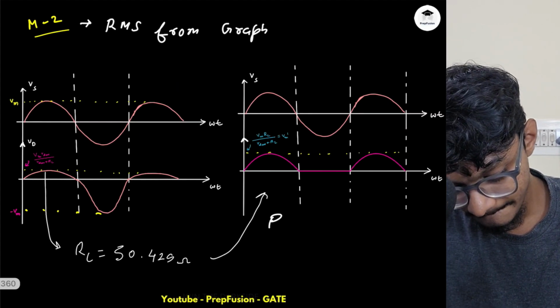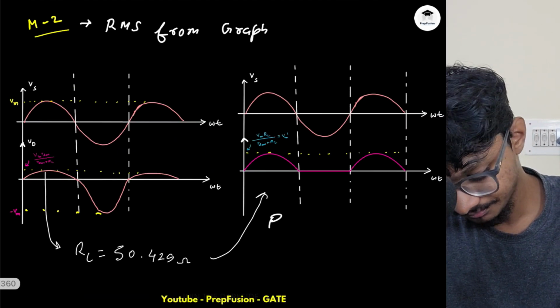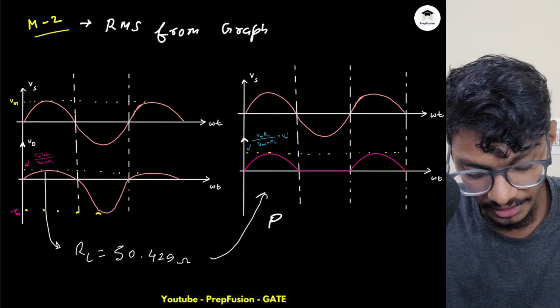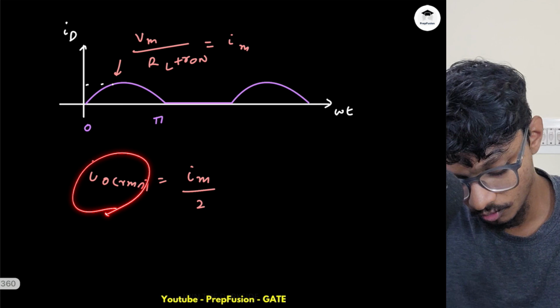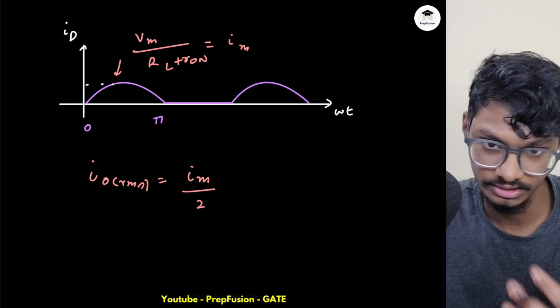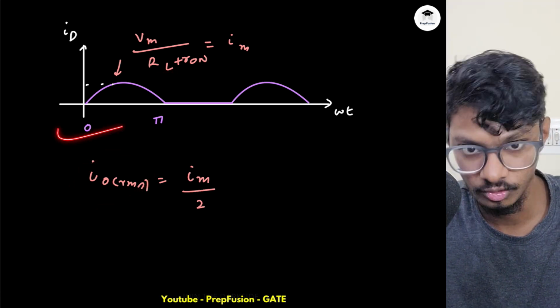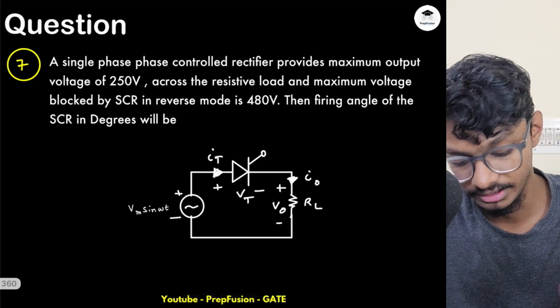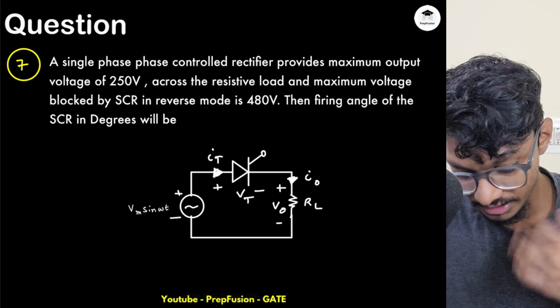And what is ID? What is IO? IO is simply this. You know what IO RMS is, and you have found out RL, and from there you can simply derive. So this is also a good method. You have to understand graphically, conceptually, and theoretically as well, with the objective method. So let's now go to the last question.